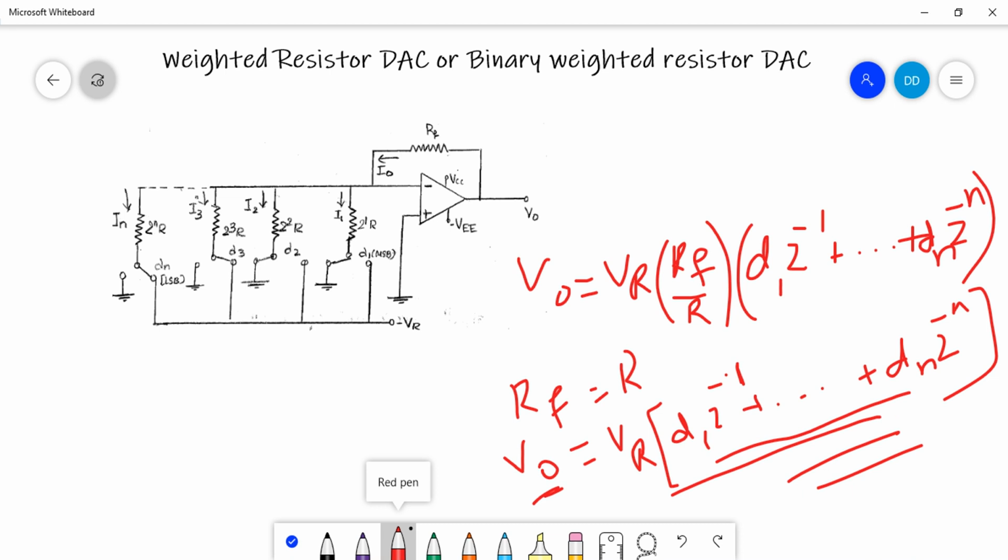A wide range of resistor values is required. Suppose it is a 4-bit, then we have 2 to the power 4. If it is 8-bit, then it is 2 to the power 8. Therefore the largest resistor is 128 times the smallest one. This wide range of resistor values has restrictions on both the higher and lower ends.